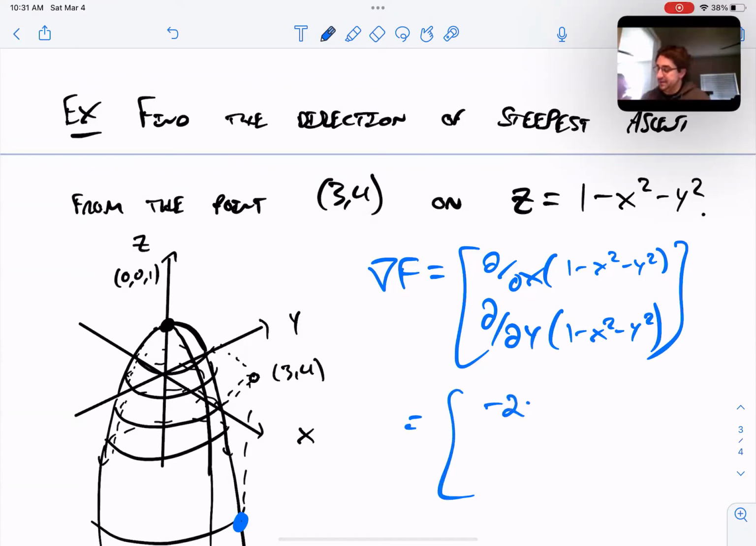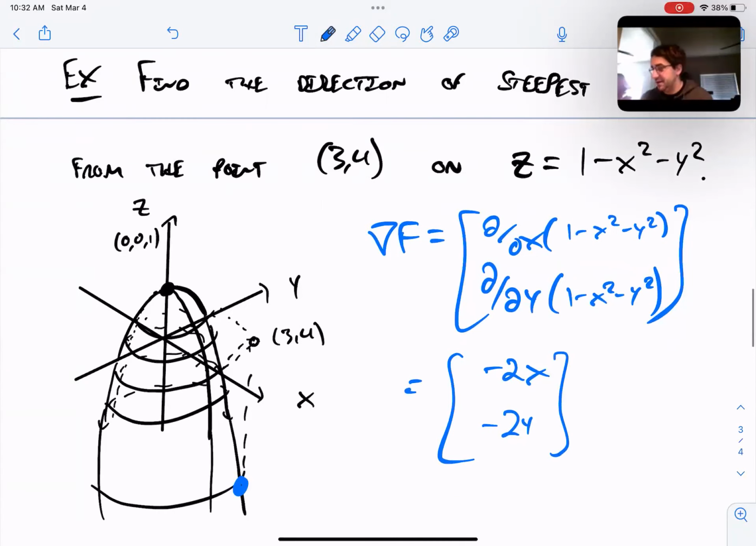So it's going to be negative 2x, negative 2y, right? That's our partial here, or both partials here, stacked together in a vector. That's what a gradient is, right? That's how we write down a gradient.